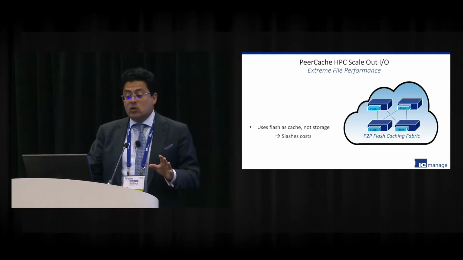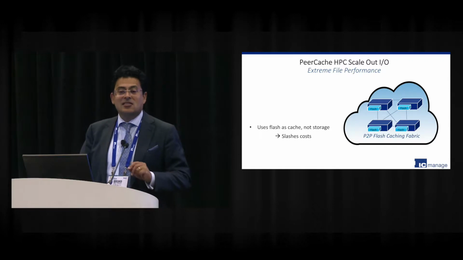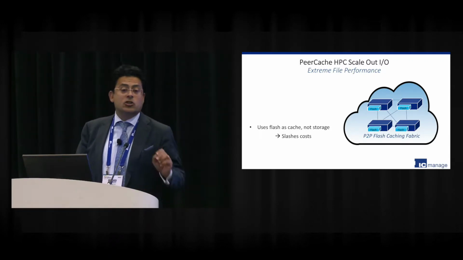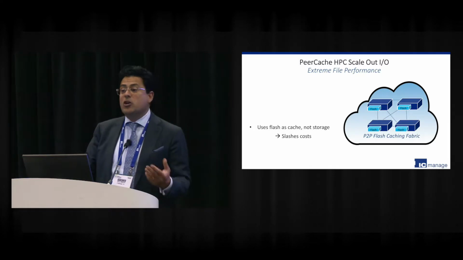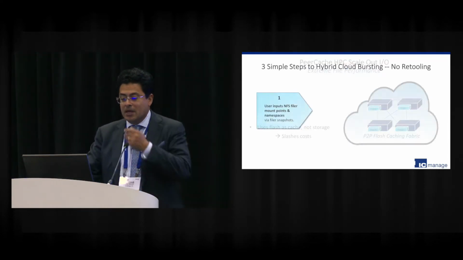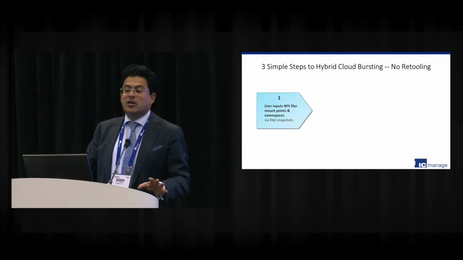So what we do is that we use flash as a cache, not as a storage. And it slashes your costs because using small 1 terabyte or 2 terabytes of NVMe per node, you can now get extreme file performance. We offer 3 simple steps to hybrid cloud bursting.